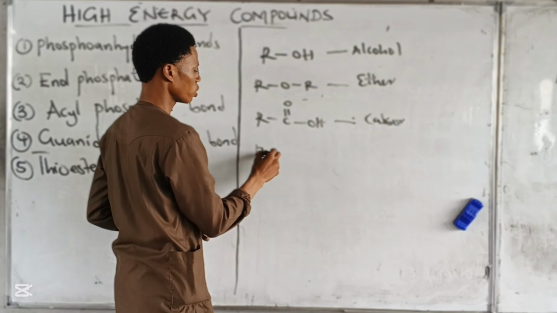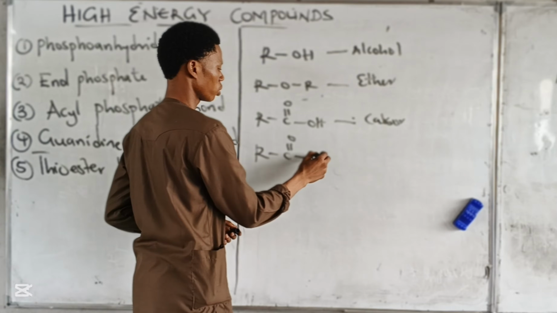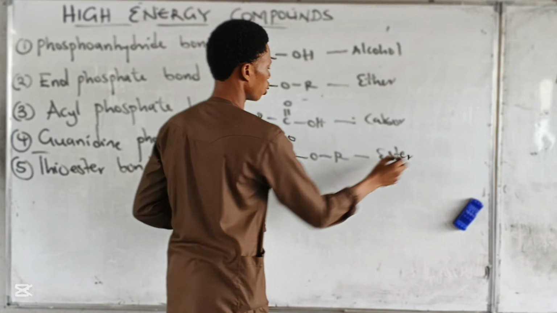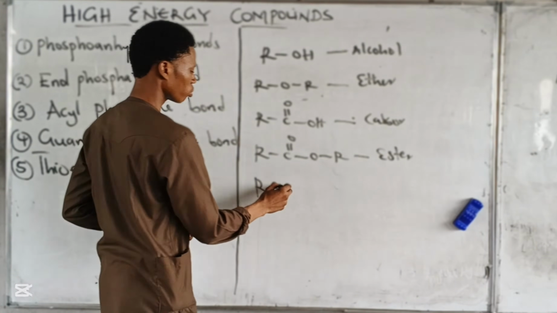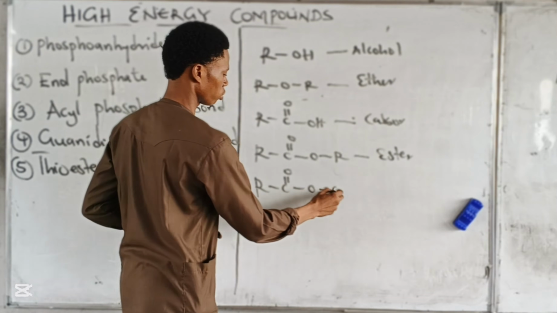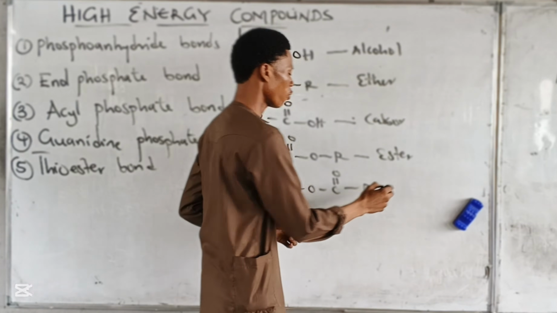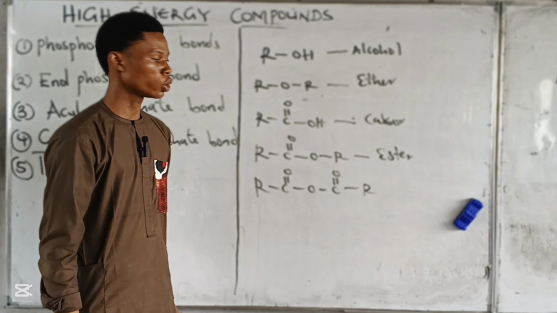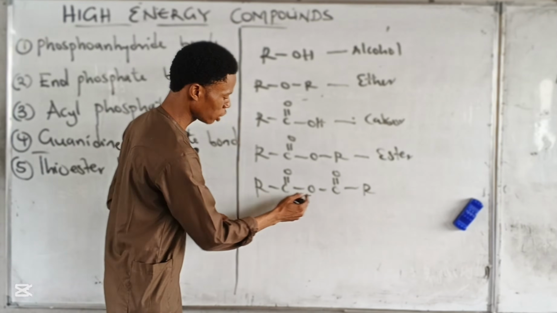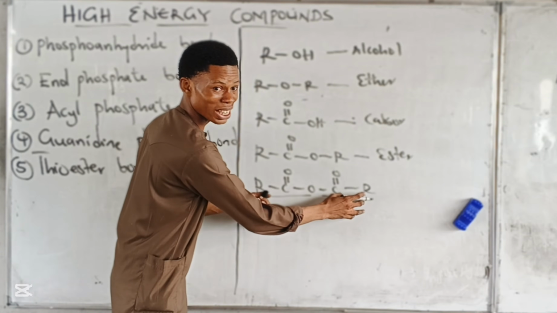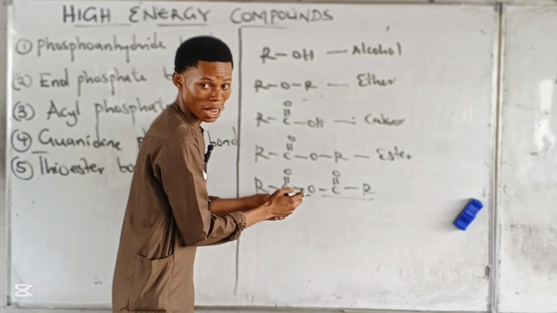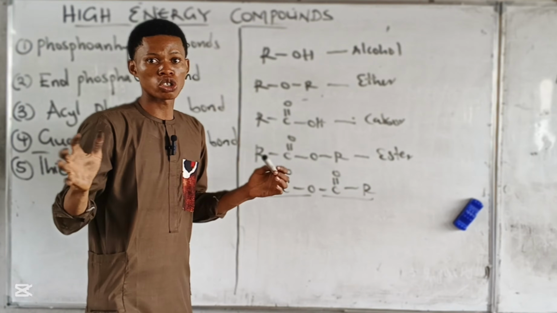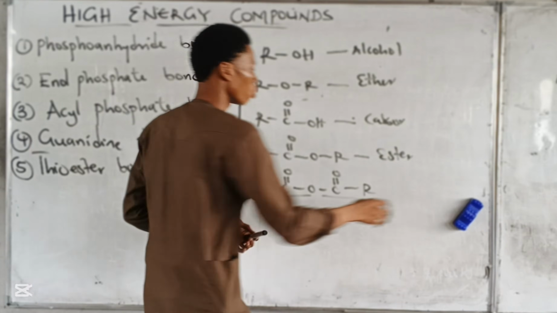If you have something like this, what functional group is this? Ester. If you have something like this, what functional group is this? Acid anhydride. Good. If you look at this acid anhydride, you notice that it's actually 2 carboxylic acids put together, right? And water removed. Anhydride means without water. Acid anhydride: you're joining 2 carboxylic acids and removing water.